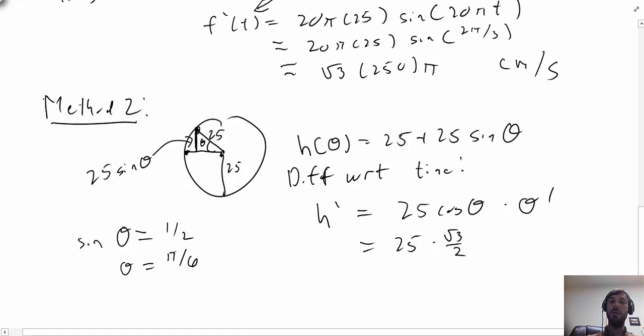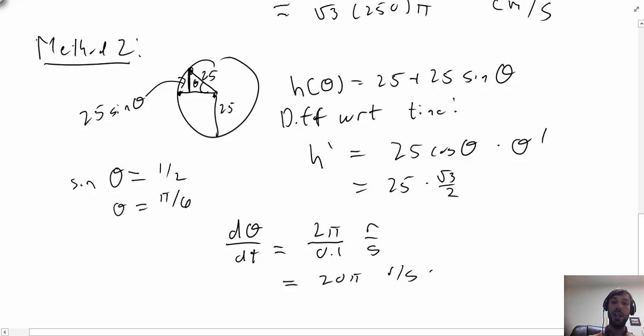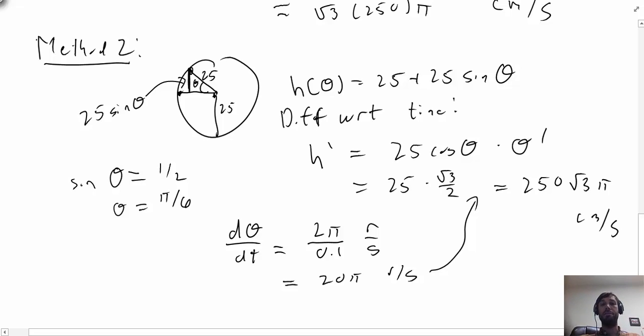The question is, okay, well, what is theta prime? To find theta prime, we note that it takes 2 pi radians to make 1 revolution, and it takes 0.1 seconds to make 1 revolution. So d theta dt is 2 pi over 0.1, which ends up being 20 pi radians per second. So we take that and plug it in here, and we once again get our 250 root 3 pi centimeters per second for the height.